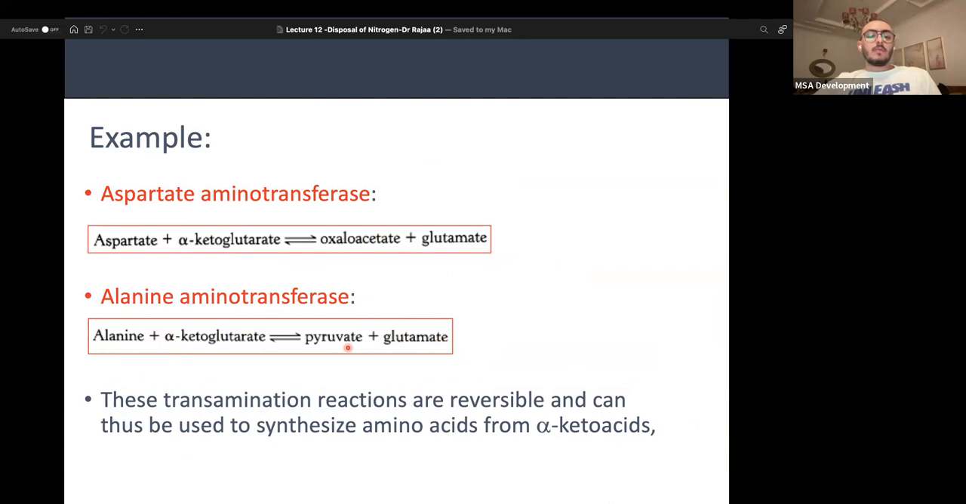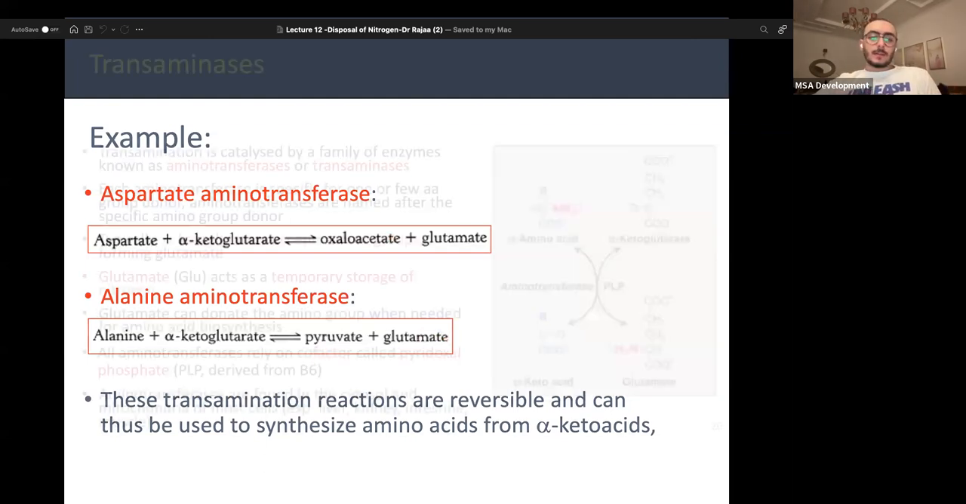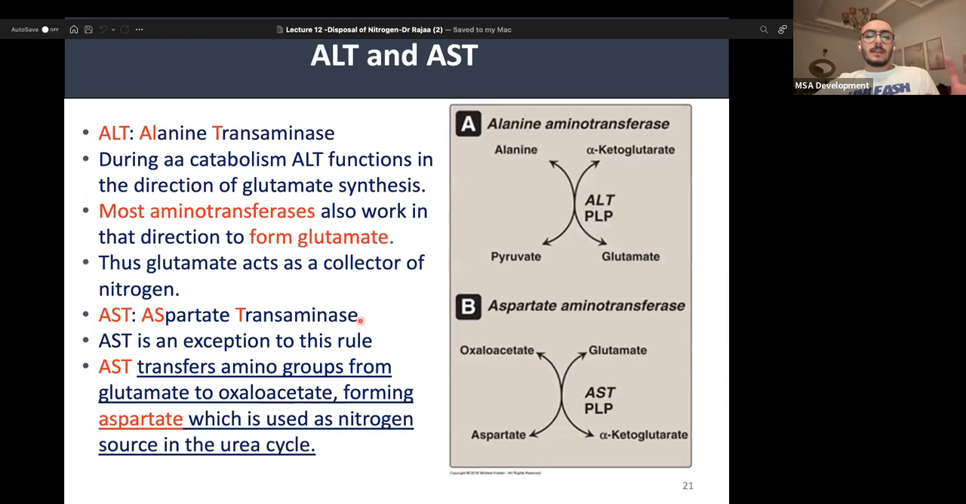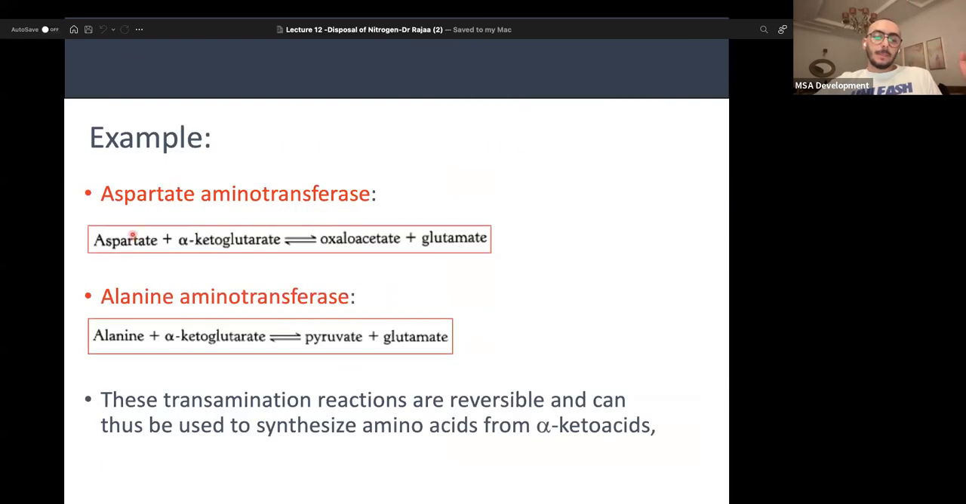I just want you to know that most of the aminotransferase reactions will by default move toward the direction of glutamate, except for aspartate. Its default is moving toward aspartate, or toward the amino acid. This is the only thing that slide is trying to tell you. I just want to explain on this slide for the sake of making it more clear and visualizing it.